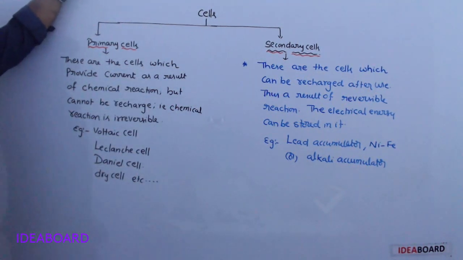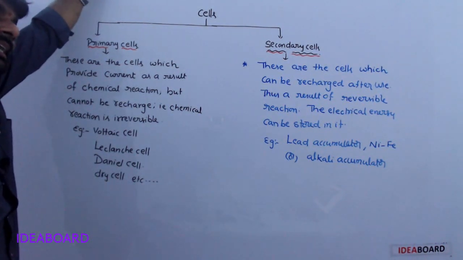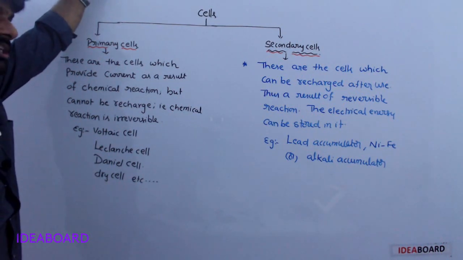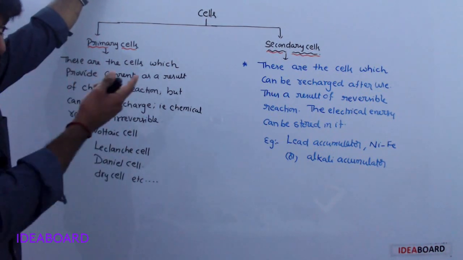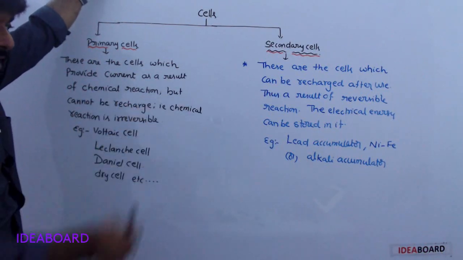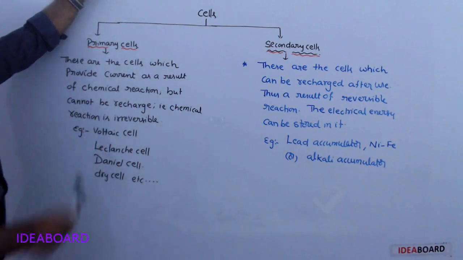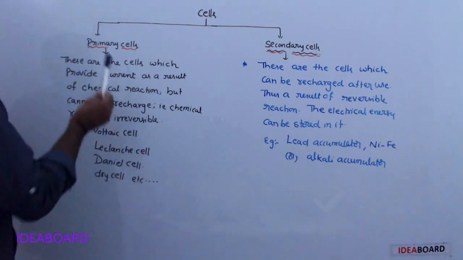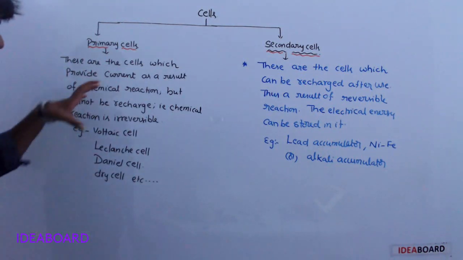These are the cells which can be recharged after use, as a result of a reversible reaction. The electrical energy can be stored in it. Examples: lead accumulator, nickel iron and alkali accumulator. So these are the examples. Understood? One is primary, the second is secondary cells. Note this.